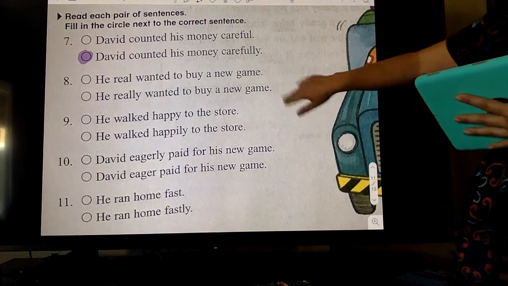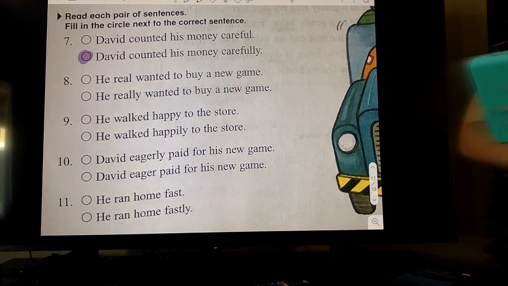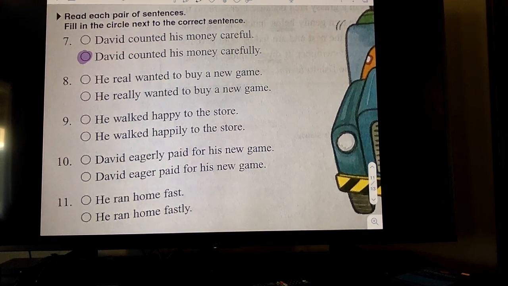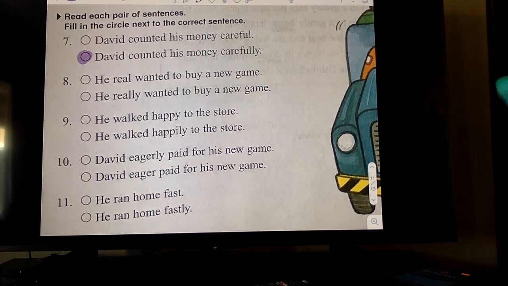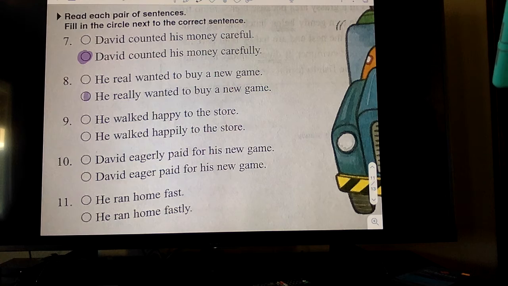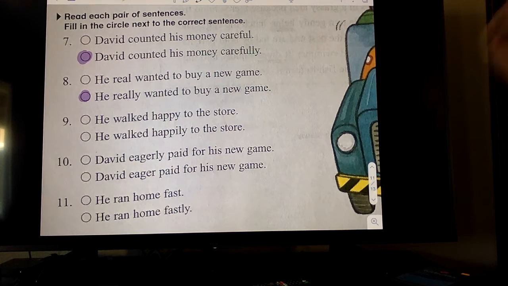Okay, let's go to number 8. He real wanted to buy a new game. Or he really wanted to buy a new game. Really. The top one sounded funny, right? So a lot of these you can hear with your ears which one sounds correct.